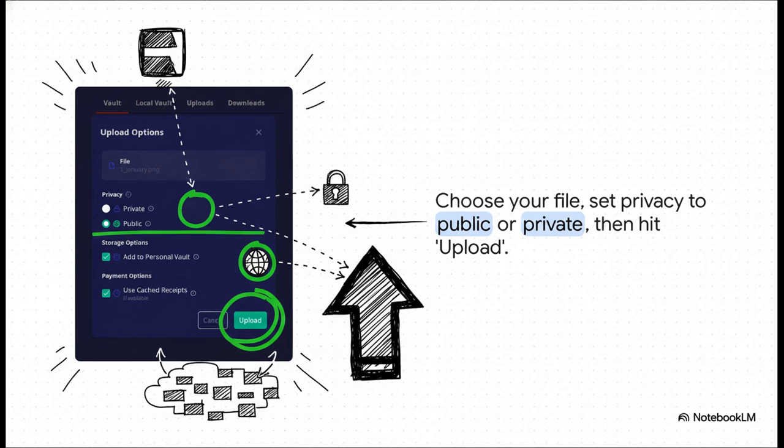And here we are at the Upload Options menu. First, you'll browse your computer and pick your file. Then, you've got a really important choice to make: privacy. Private means it gets encrypted and only you can get to it. Public means anyone who has the link can see it. Once you've made your choice, go ahead and hit Upload.